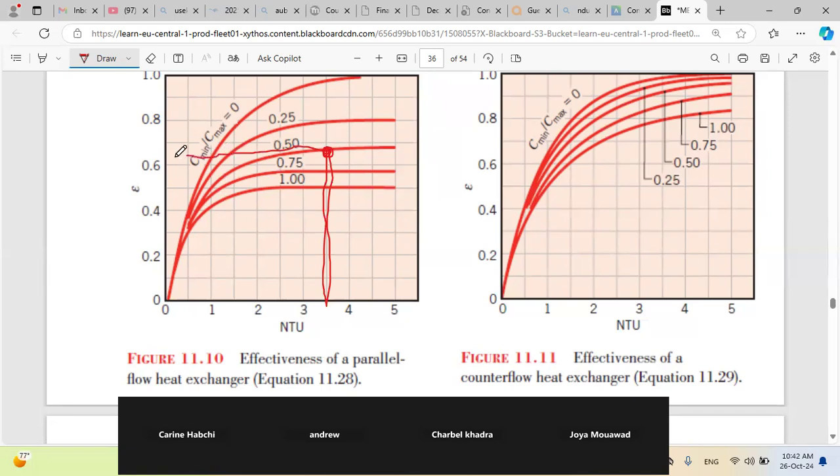The graph can be used in both ways. And sometimes you know epsilon. If you know epsilon, for example, equal 0.5, and you know that C minimum over C max is 0.75, you say I will take the intersection with the curve of C min over C max equals 0.75, and I can read the value of NTU. So graphs are easier to use if you want, but they are not as accurate as the functions. So it depends. In the exam, if they don't force you to use the table, you can use the graph. The graph is faster. Okay.